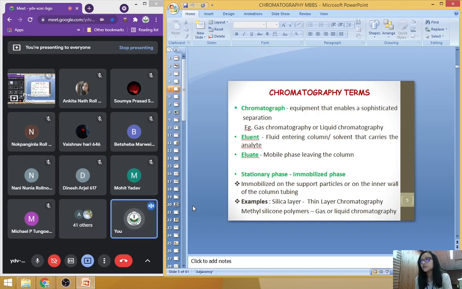And stationary phase. Stationary, from the name itself, is an immobilized phase. This stationary phase will be immobilized on the support particles or on the inner wall of the column tubing. We have silica layer that we use in thin layer chromatography, and we have methyl silicone polymers that we use in gas or liquid chromatography.